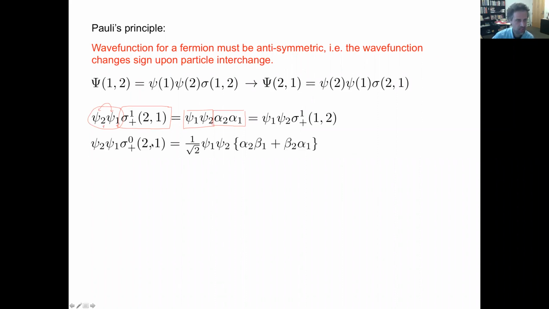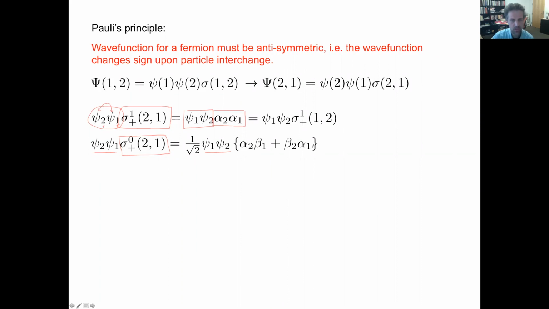What about the second one? The second one was a possibility of sigma 0 plus. Okay, the orbital part is the exact same as above. It hasn't changed. So I don't have to focus on this. I can only focus on the second part, which is the spin part. I'm going to swap the particles. So 2, 1. I'm going to write this whole thing out. Okay, which is alpha 2, beta 1 plus beta 2, alpha 1.